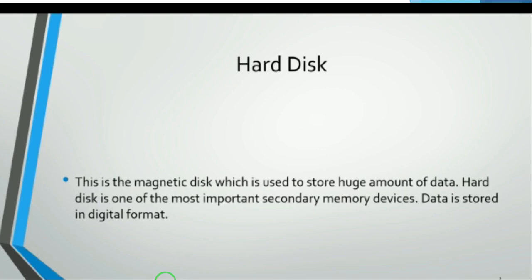Next, hard disk. Hard disk is the magnetic disk which is used to store huge amount of data, and hard disk is one of the most important secondary memory devices. A hard disk can be used to store majority of data files including pictures, music, videos, text document and any files created or downloaded. And in hard disk, data is stored in digital format.